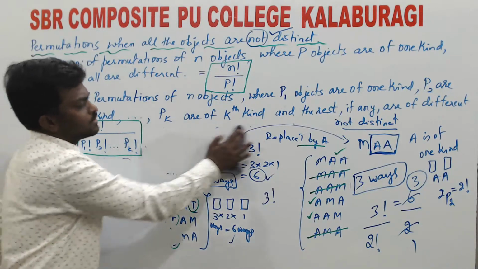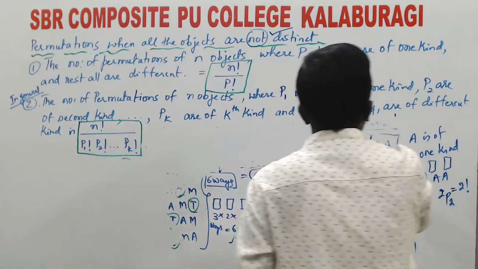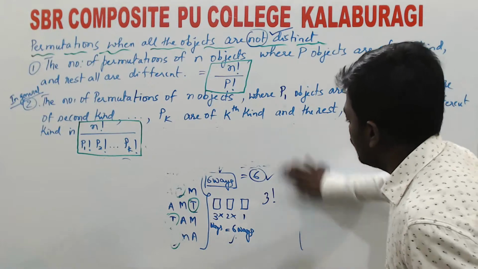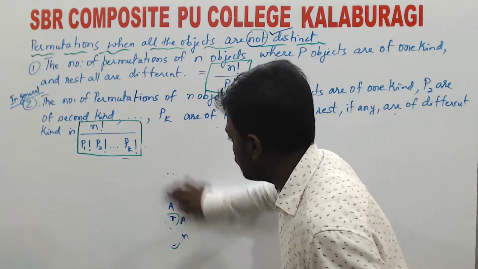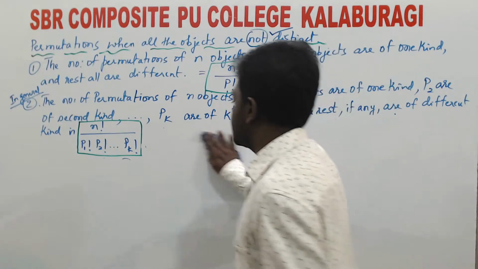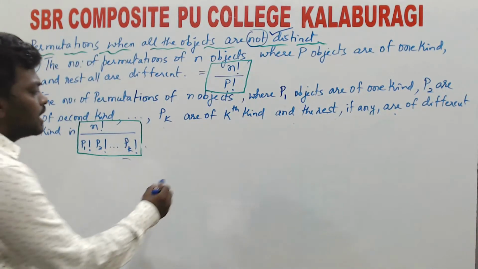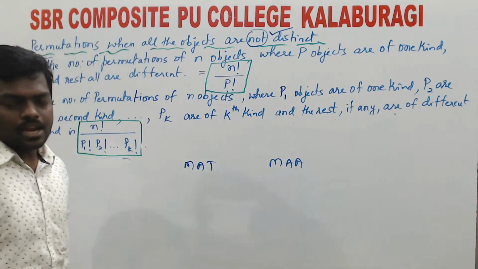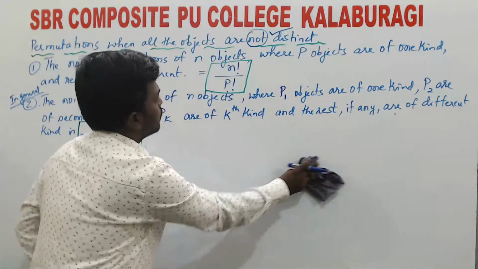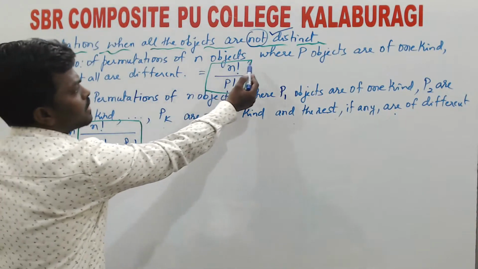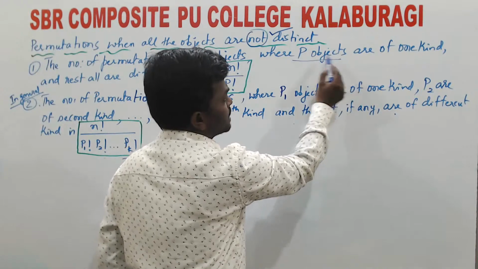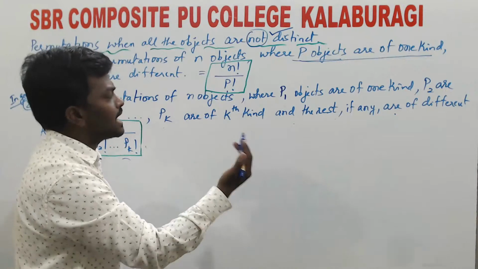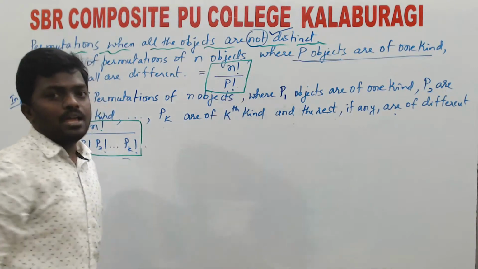Distinct objects means all the letters or objects are different, and not distinct means they won't all be different; some will be similar, as in the case of MAT and MAA. Now look here: the number of permutations of n objects where p objects are of one kind is n factorial by p factorial.